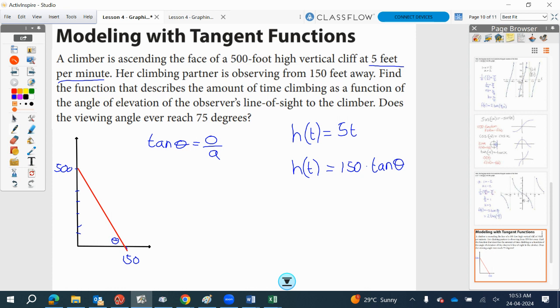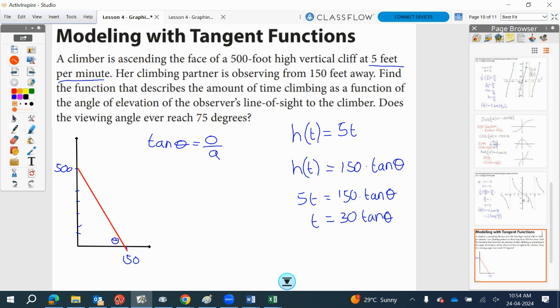We need to find a function that describes the amount of time climbing as a function of the angle of elevation. So the amount of time climbing is 5t is equal to 150 times tan theta. So this is 30 tan theta is equal to t. There's the function. What is the domain of this function?